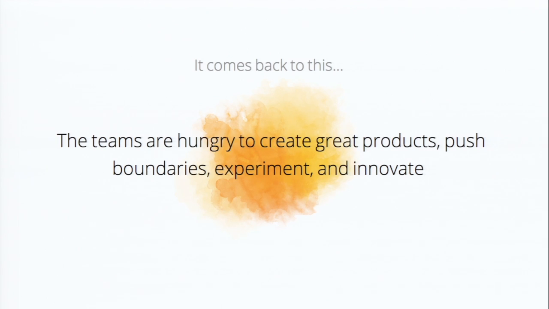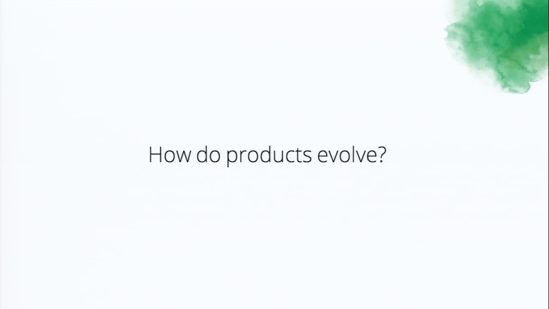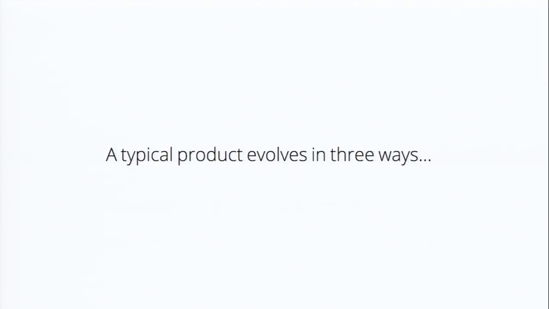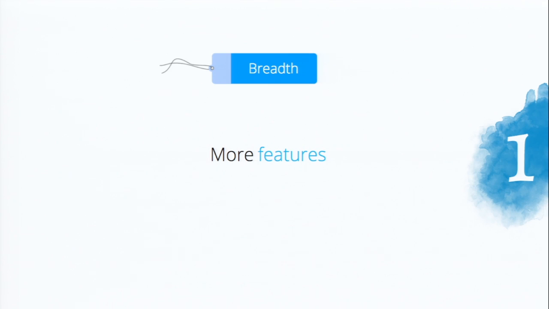And we think the team is going to be creating great products. They're hungry to create great products. And the result for you as a customer is an improved product. But then if you just step back and look at how products evolve, they evolve in three different directions. One, more breadth. From 1.0 to future versions, you get a broader set of features.